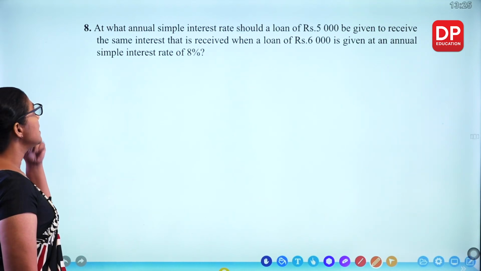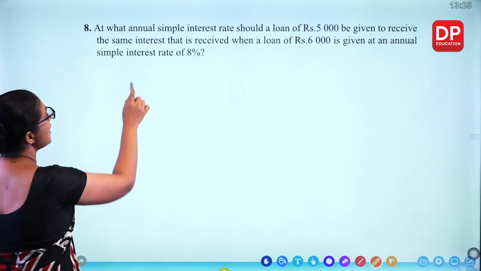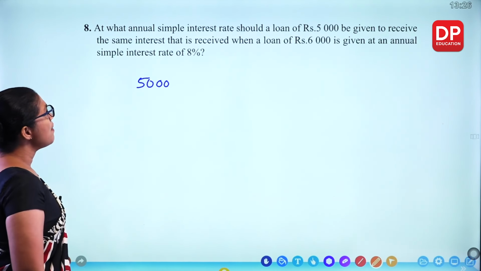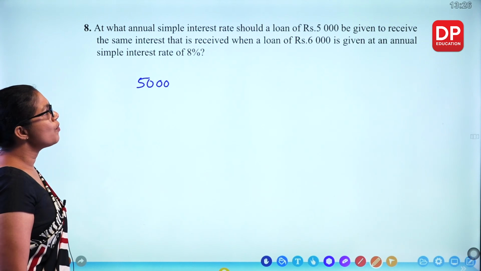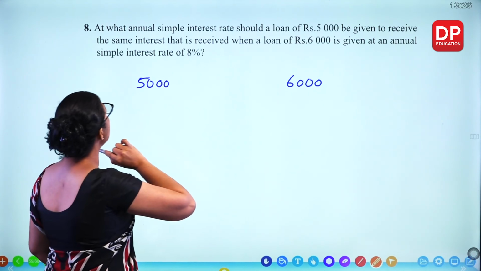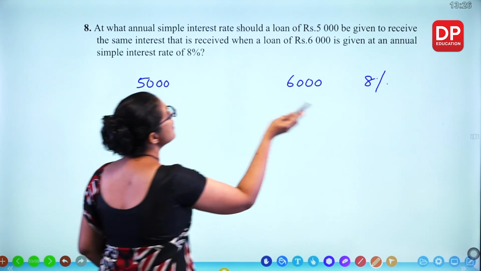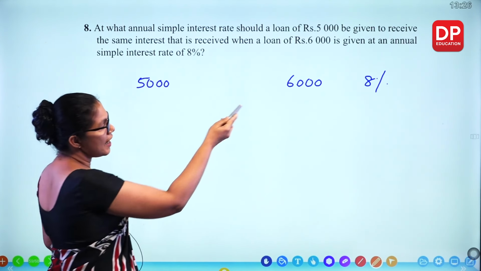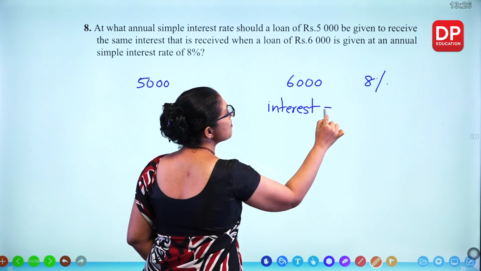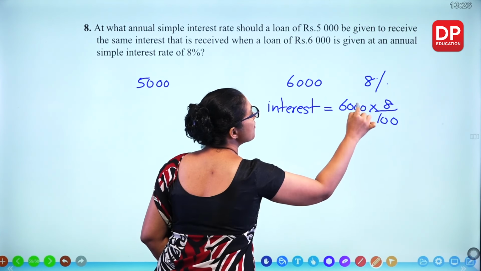Question number 8. At what annual simple interest rate should a loan of 5,000 rupees be given to receive the same interest that is received when a loan of 6,000 rupees is given at an annual simple interest rate of 8%? So the interest is the same. So we can find out the interest from this part. So interest paid is 6,000 into 8 over 100.